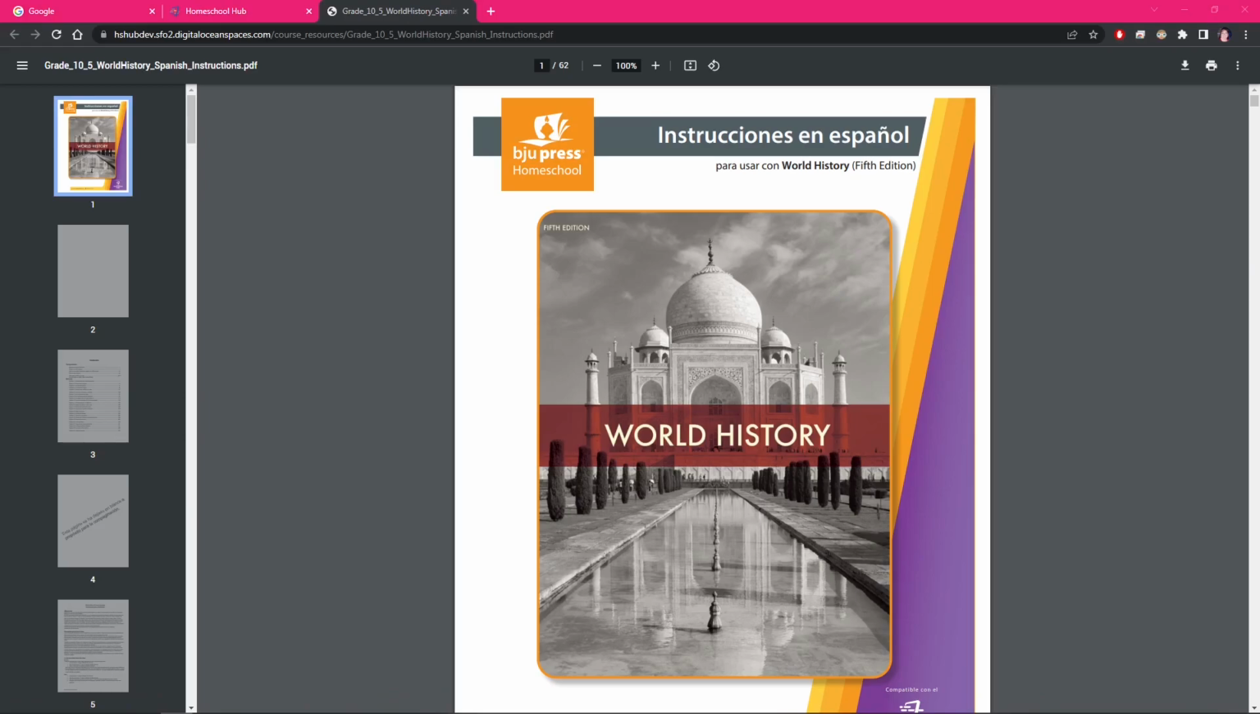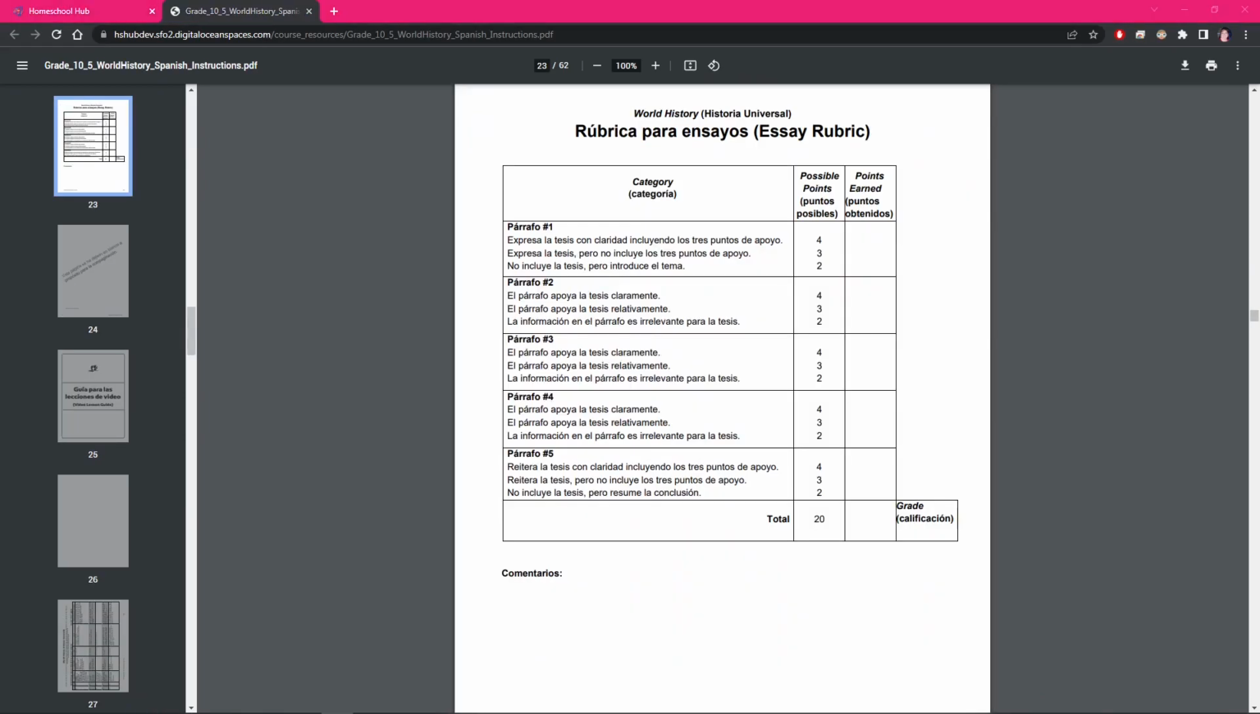In World History, we can see essay rubrics that help the facilitator understand what to look for while grading writing projects and how many points it might be worth.